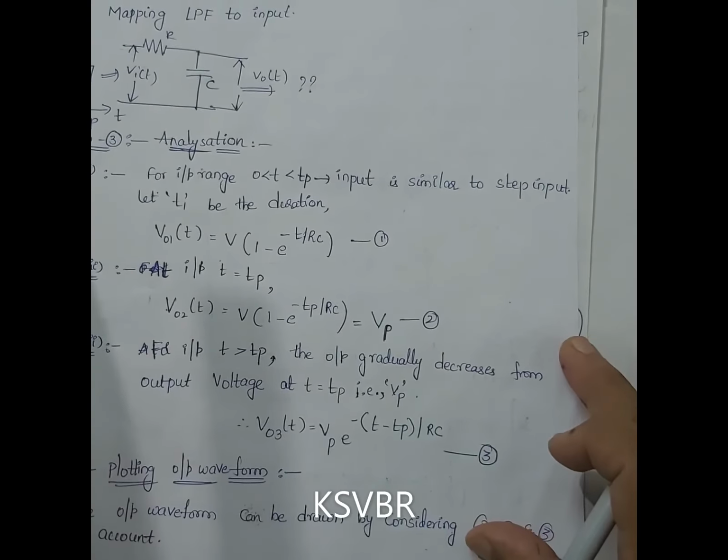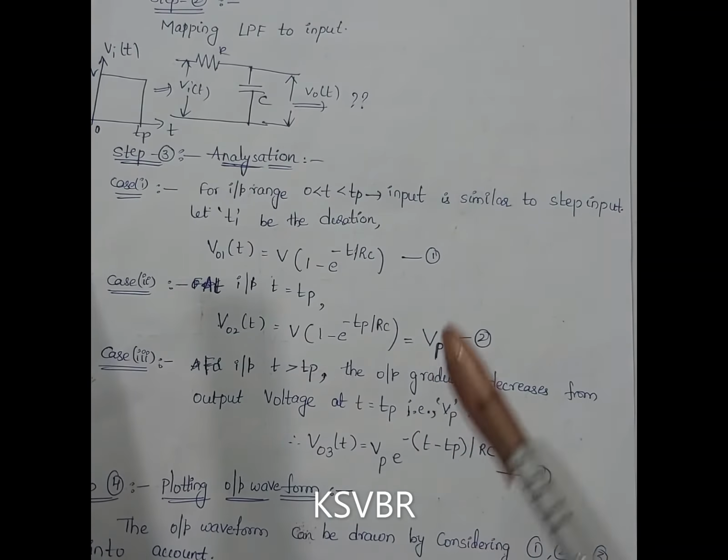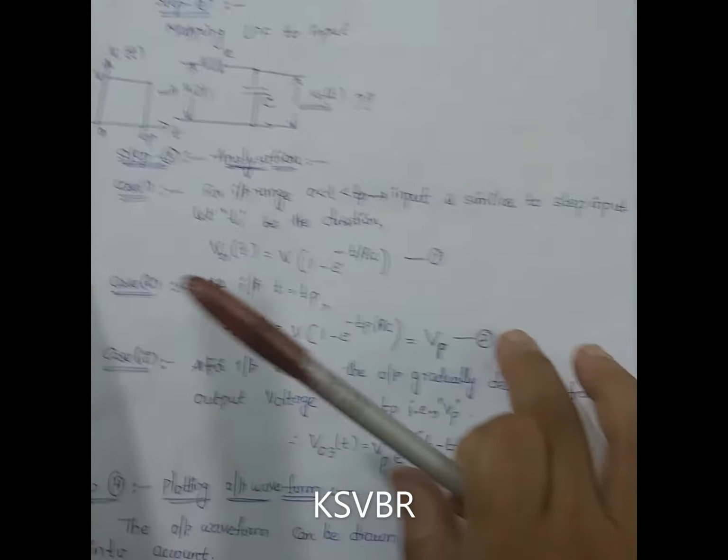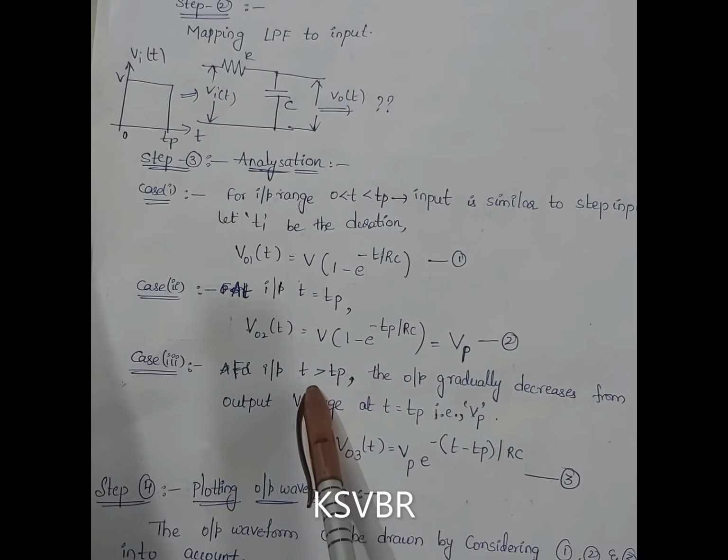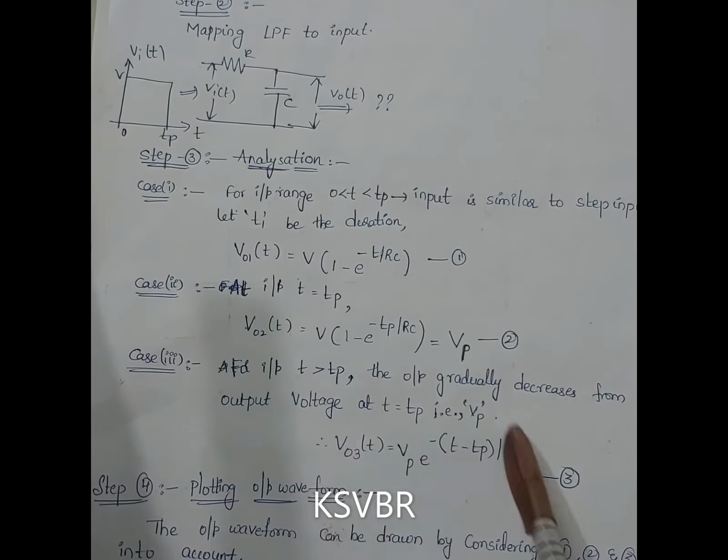Okay. See here, the same analysis. Case 1 for input range 0 less than t less than Tp. Case 2 at input t equal to Tp. Case 3 for input t greater than Tp. Okay, these are the points. And step 4, plotting our output waveform.